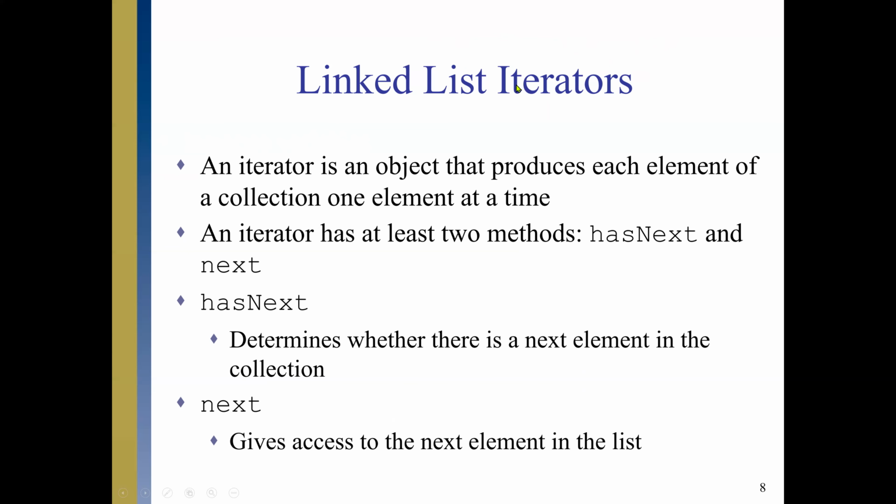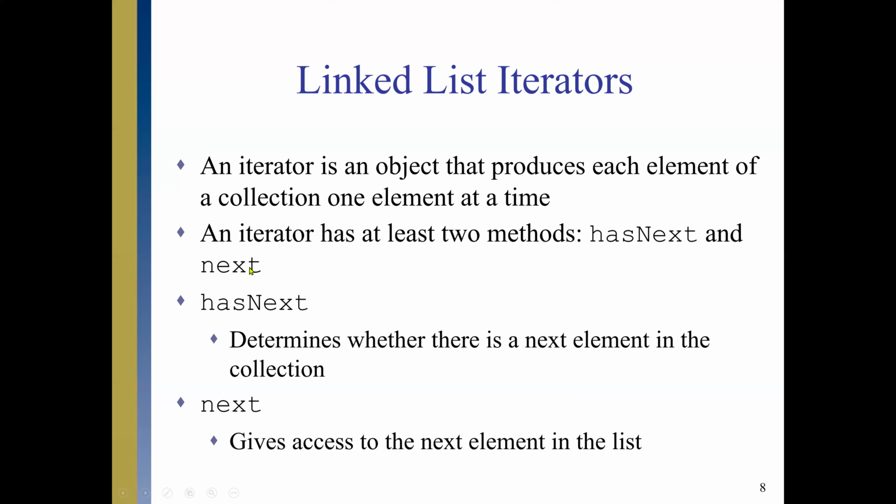As we know in Java, we have the class for iterators, and we normally use iterator objects to go through or traverse the items, in this case, in a linked list. So an iterator is an object that produces each element of a collection one element at a time. An iterator has two most important methods. One is hasNext, and the other one is next.